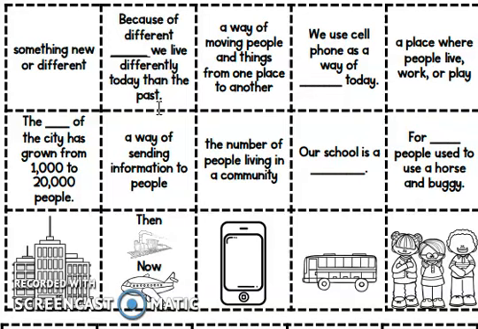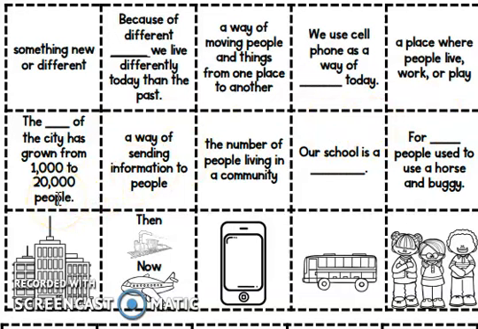Because of different blank, we live differently today than in the past. So think about which word has helped us live differently than we did in the past. This one says a way of moving things from one place to another. Which word has to do with moving things? We use cell phones as a way of blank today. So use your study cards to see how the cell phone was used. What word does it go with? A place where people live, work, or play. Where would that fit under? What's that the definition of?